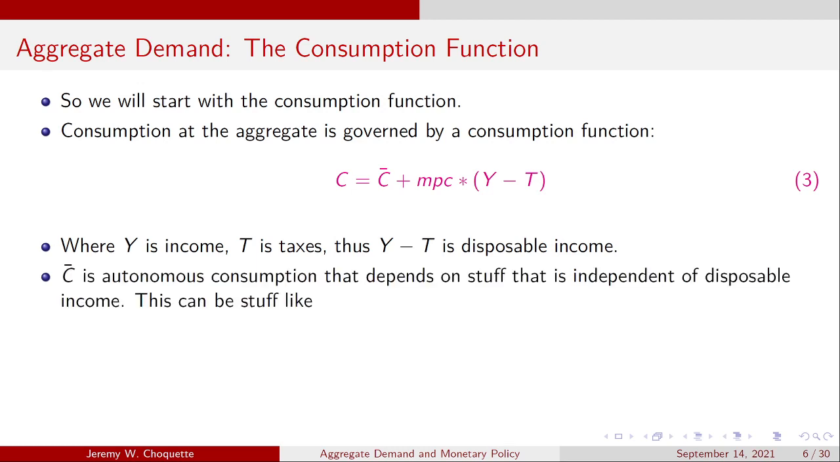The C bar is autonomous consumption, and that depends on stuff that's independent of disposable income, right? So this can be stuff like future income, right? Like if you're going to be making more money next year, you know, you're getting a raise, you're getting a promotion, something like that. Well, that could be something like it. Interest rates, right? Interest rates would be autonomous stuff because, well, it's independent of disposable income.